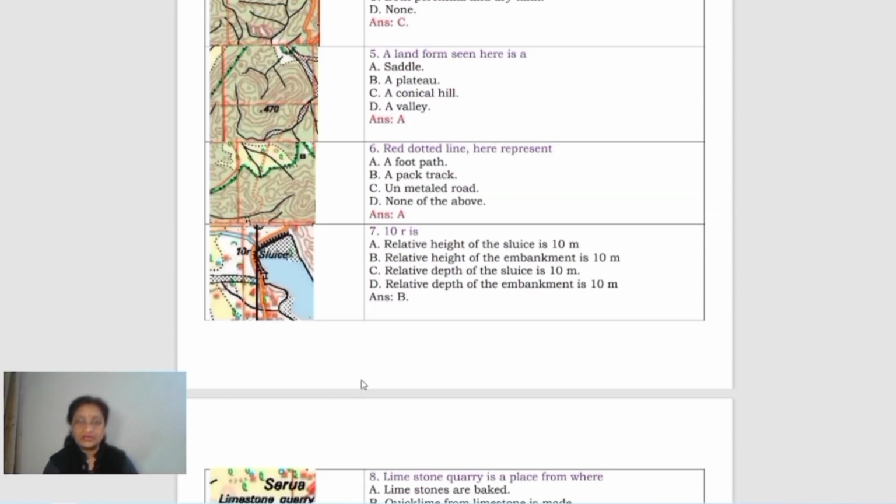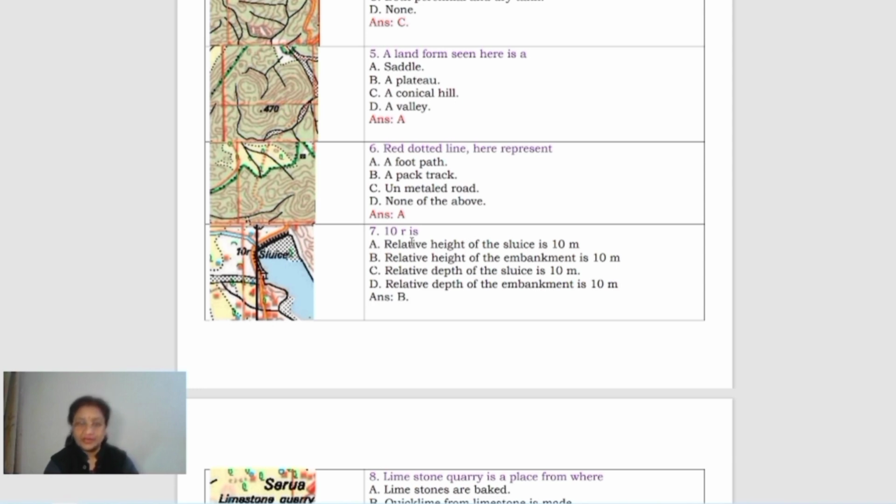A red dotted line here represents, this is a red dotted line, and a red dotted line always represents the footpath. Okay, so let's see if the option is there or not. Number 1 is footpath. Yes, it's there. Pack track, unmetalled road, and none of the above. So the answer is A.